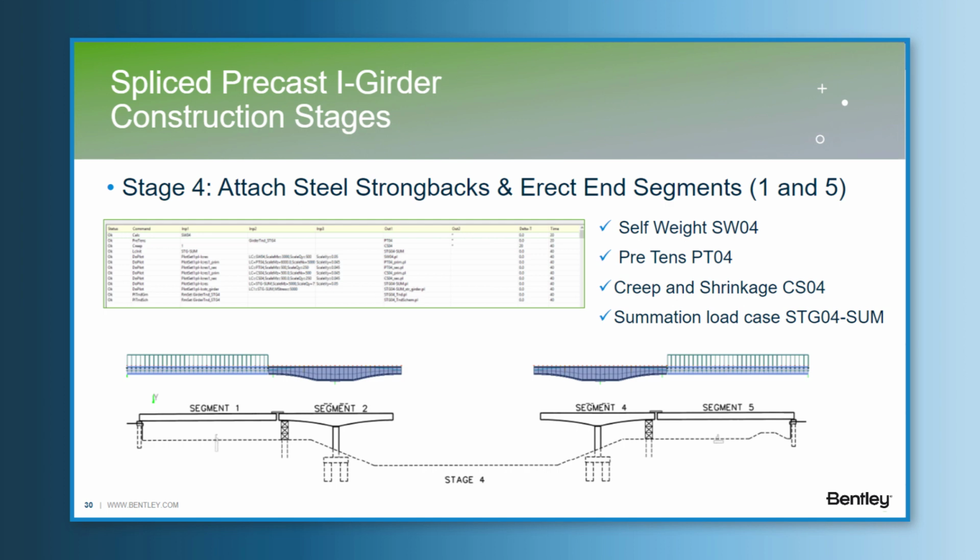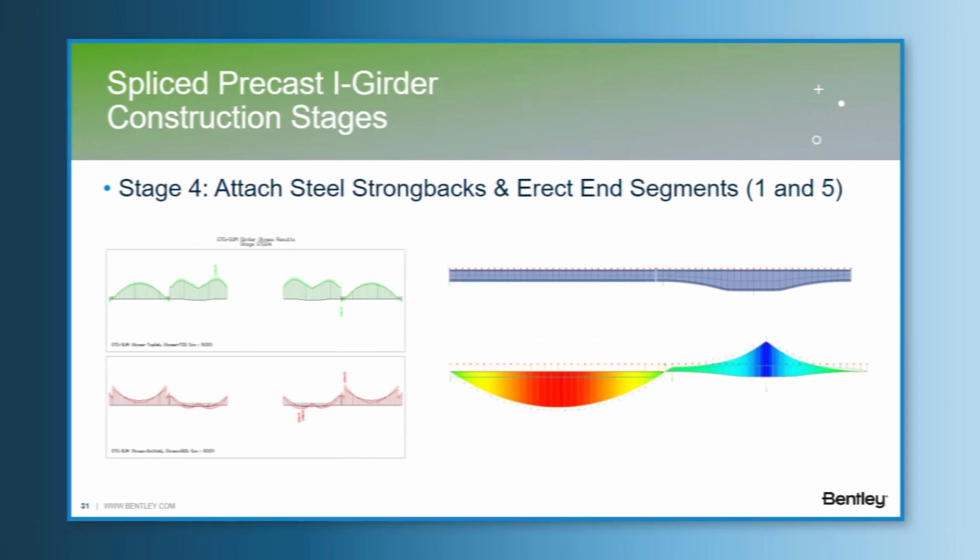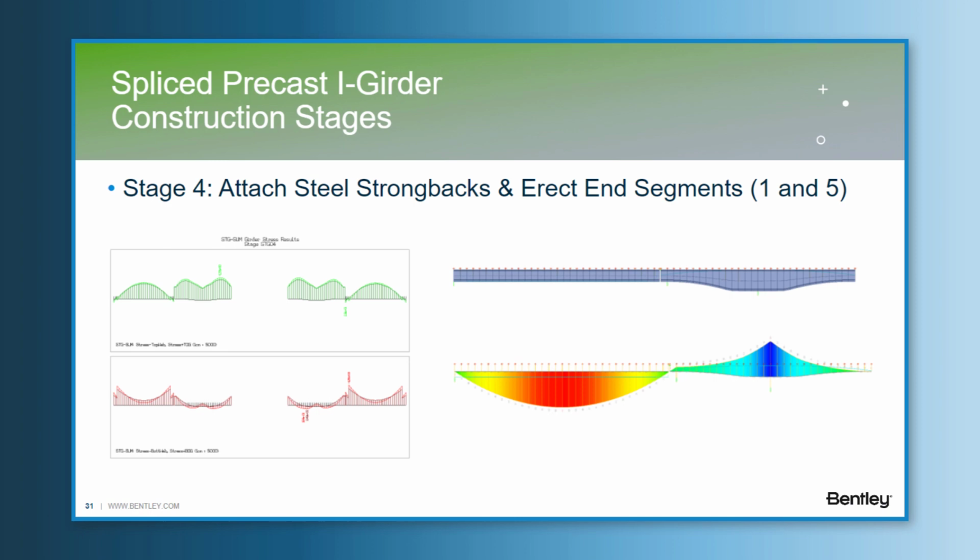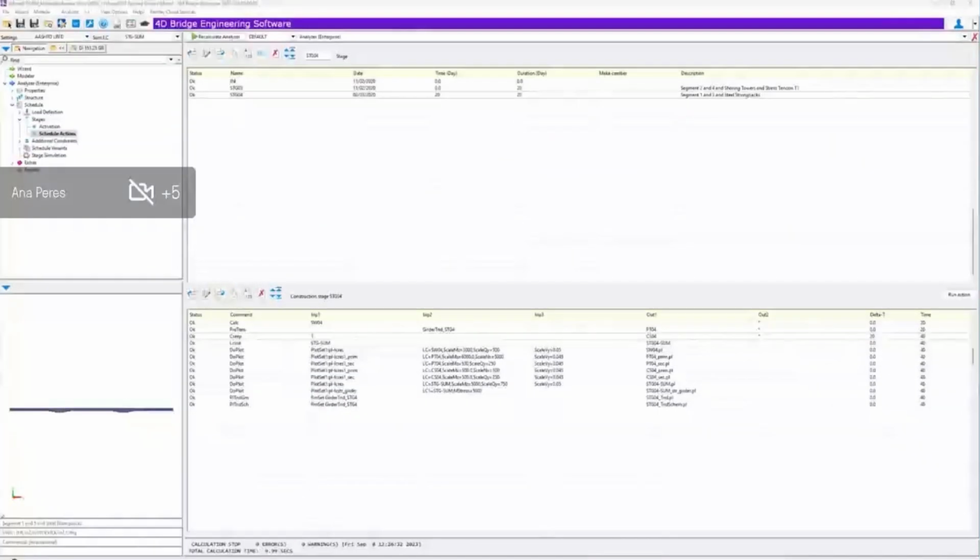Stage 4, attach steel strongbacks and erect the end segments. The load cases considered are the self-weight of the new segments, segments 1 and 5, the pretension tendons of the end girders, and the creep and shrinkage effects. The stress diagrams and the bending moment at this stage are presented in this slide. So let's see the next video for stage 4.